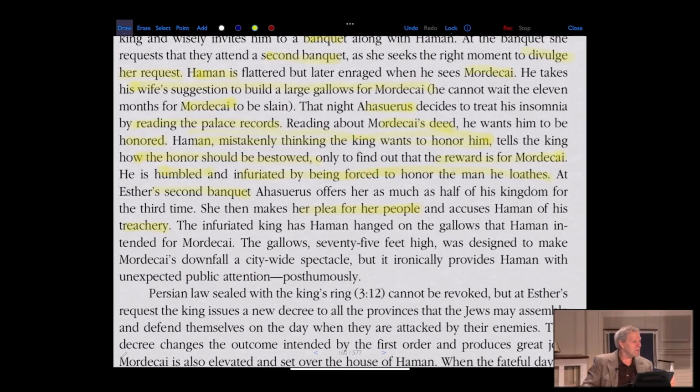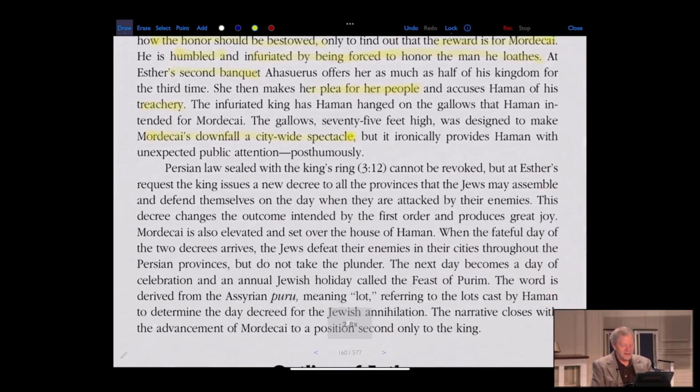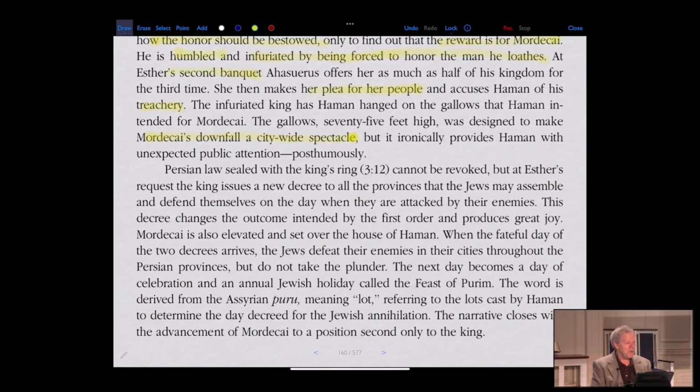Actually, it comes to pass in this case because he's hung on that gallows that he had built up overnight. So again, the gallows, designed to make Mordecai's downfall a citywide spectacle, ironically provides Haman with unexpected public attention. He got his public attention all right, posthumously. Persian law is sealed with the king's ring, and it cannot be revoked.